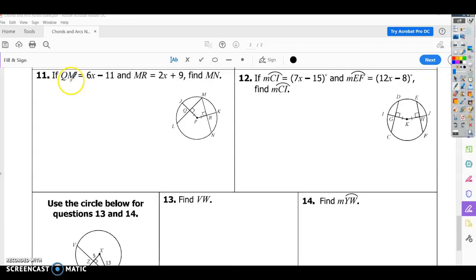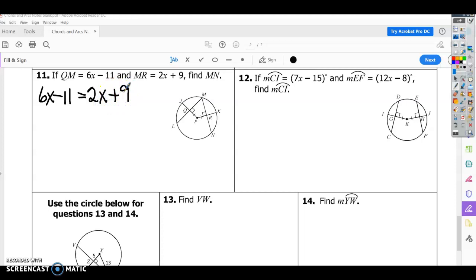All right, for number 11, QM is here, and MR is here. Since those are split by perpendicular bisectors, that means these chords have equal sides here. So this bisects it, which means it cuts these into two equal pieces. So QM is equal to MR. So I can say 6x minus 11 equals 2x plus 9.